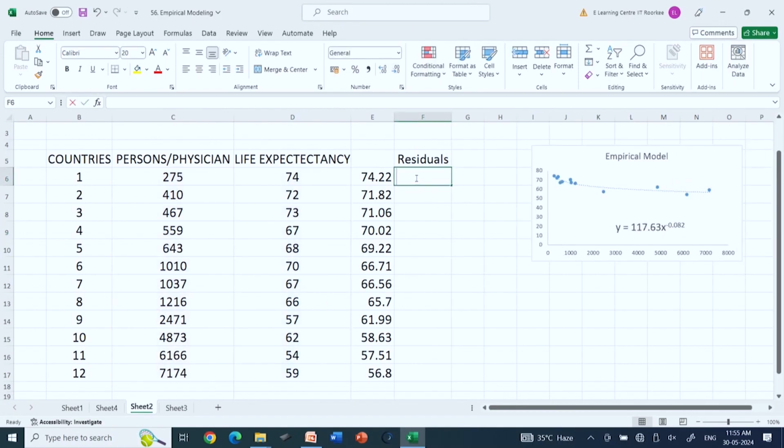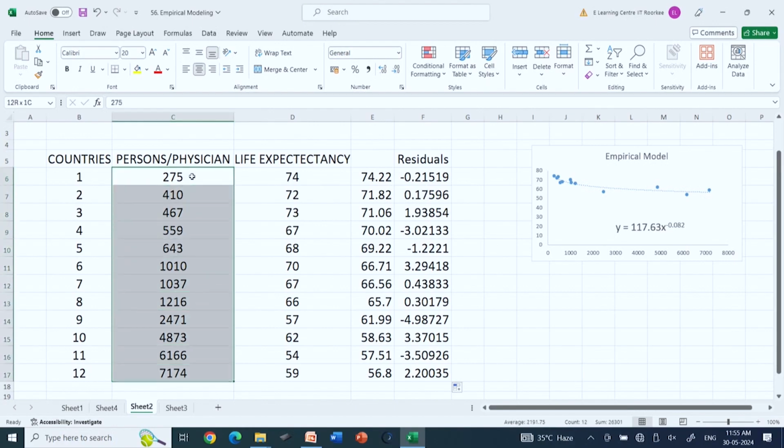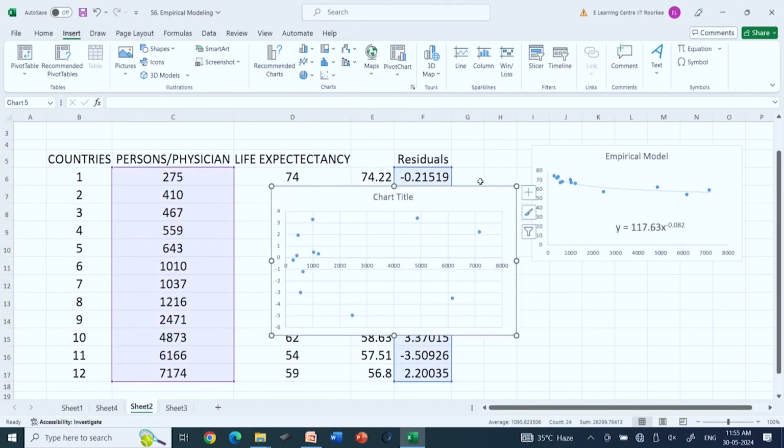So the residuals is going to be the difference between the data and the trend equation. Get this value, you drag it. So please note, this is the difference. So this minus this or this minus this really doesn't matter. There is only the change of signs. So the next thing is you plot the x and the residuals as a scatter diagram.